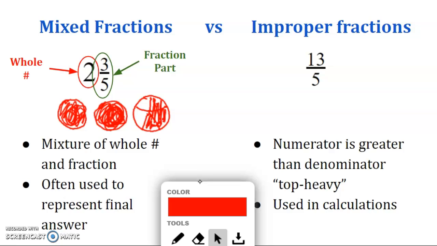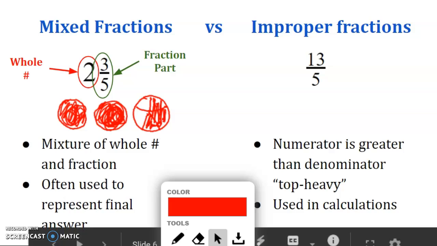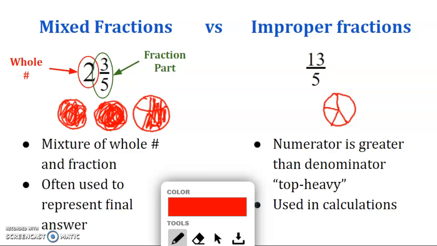Okay, so let's evaluate how big this number is. Well, this is telling us a pizza is divided up into five parts. And of that, we have 13 parts. That means we have 1, 2, 3, 4, 5. That's a whole pizza. And we have another pizza that's divided up into five parts. And we had five pieces here, another five pieces here. So that means we also still need another pizza that's divided up into five pieces. And of that, we need three more pieces, 1, 2, 3.